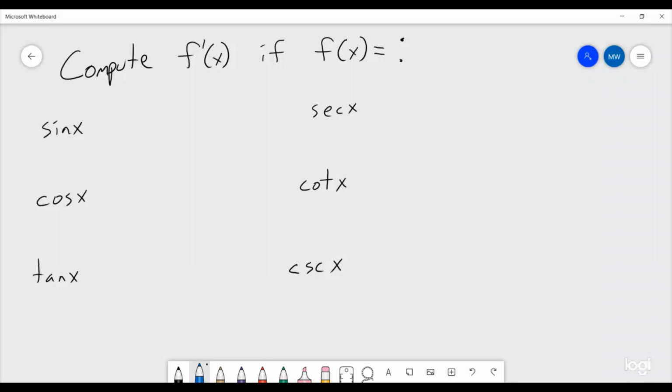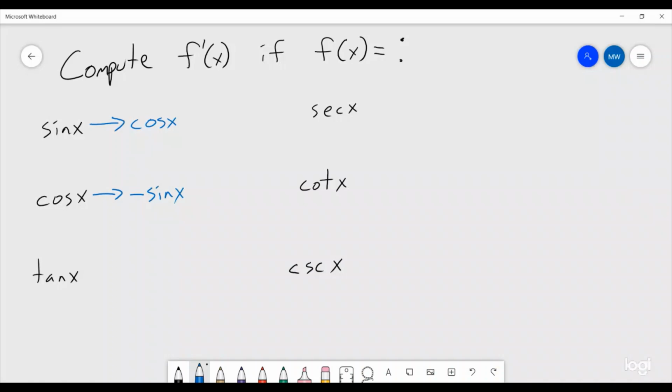Okay, so the rule for some of these, sine of x and cosine of x, these are ones that you just need to memorize. So sine of x goes to just cosine of x. And the derivative of cosine of x just goes to negative sine of x. Those two are just two that you have to memorize. Derivative of sine is cosine, derivative of cosine is negative sine.